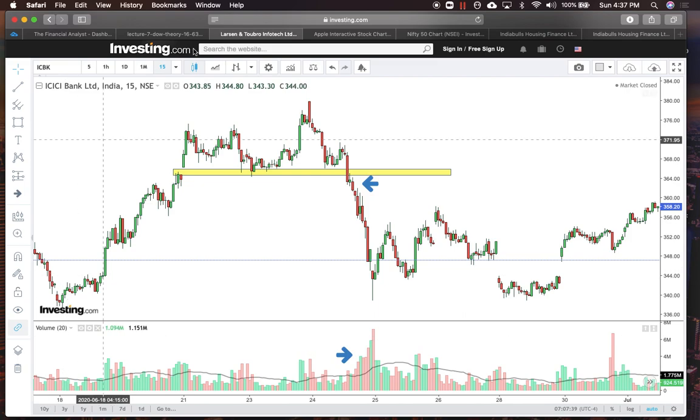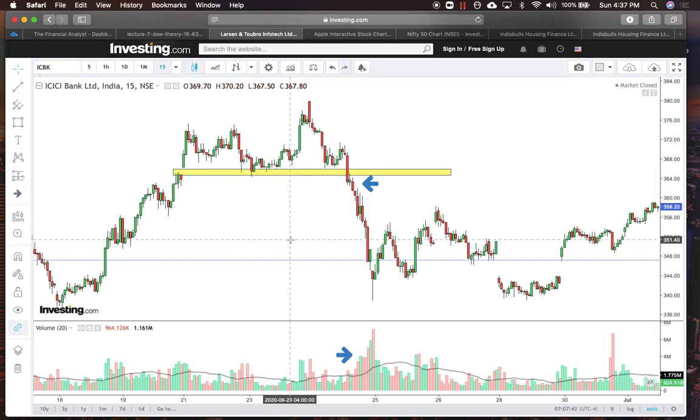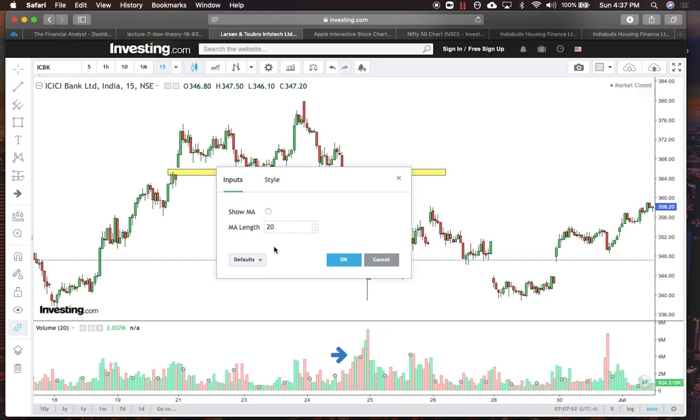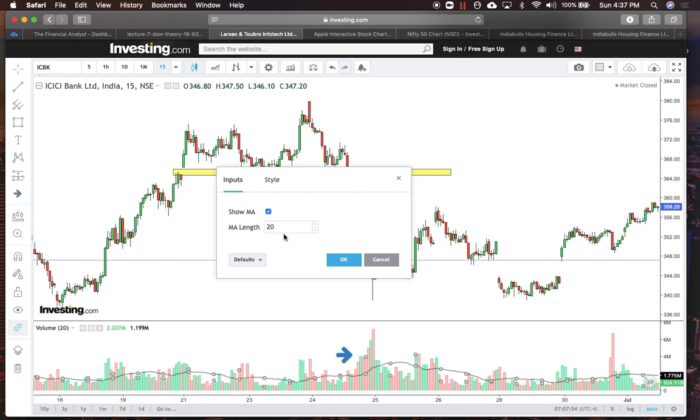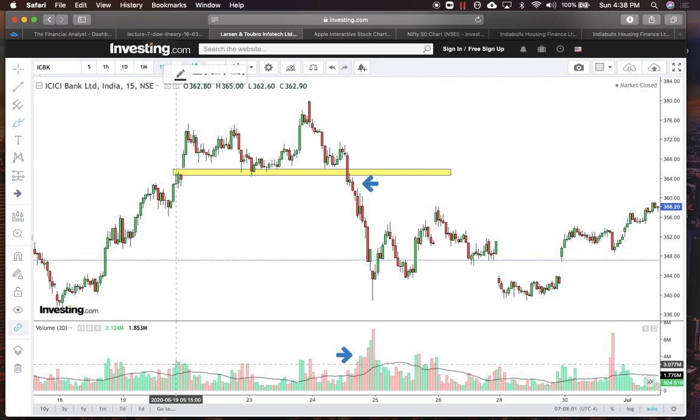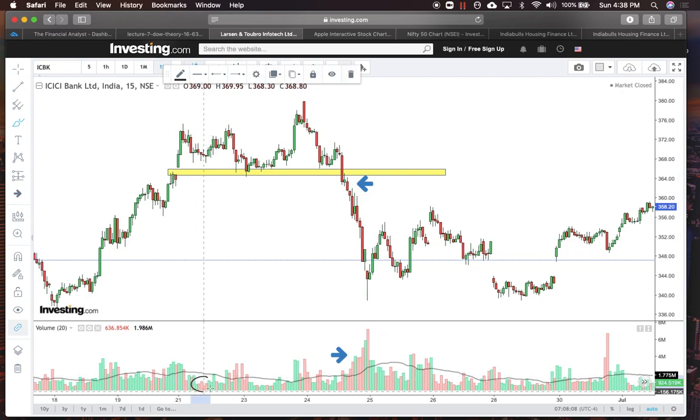Firstly, I like to see volume on the investing.com website. On tradingview.com, volume is not very clear. Also, what I do is in the volume settings, I put a 20 period moving average. If it's not showing, just click on show MA, put a 20 period moving average, and I will characterize high volume like this: if the volume is above this line, it means high volume. If the volume is below the average, it means low volume. So this will be low volume and this will be high volume. So remember that.